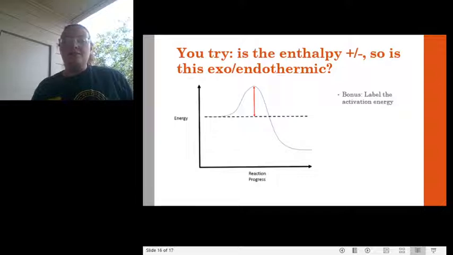Let's think about this one. Is the enthalpy positive or negative, and what kind of reaction does that make the graph? This smaller product energy minus the larger reactant energy, small minus large, is negative. So the graph must be exothermic, energy is being released. And our activation energy, remember, is from the reactants to the peak. That's the energy building up to get to where the reaction needs to be to start.